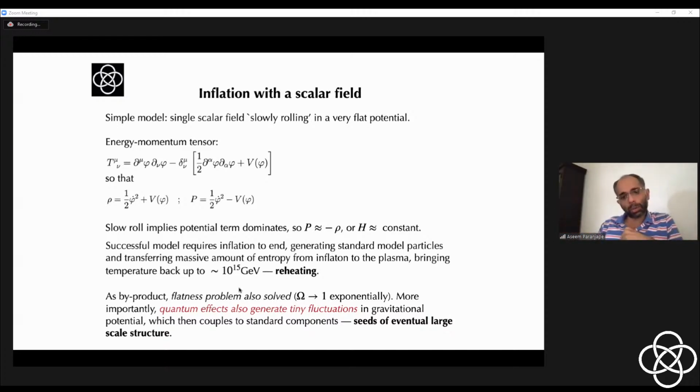And the gravitational potential couples to everything else in the universe, matter, radiation, everything else. So all other species in the universe will start experiencing these tiny fluctuations in their local densities because of these quantum fluctuations that were set down during the epoch of inflation. And these are the seeds of the large-scale structure. This is what we believe are the seeds of large-scale structure that we see today.